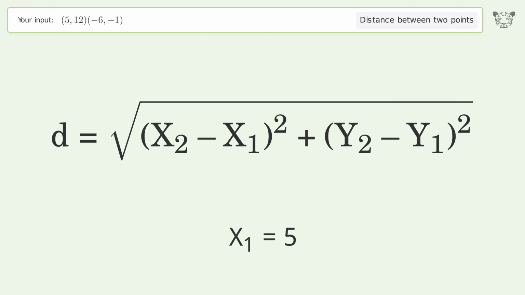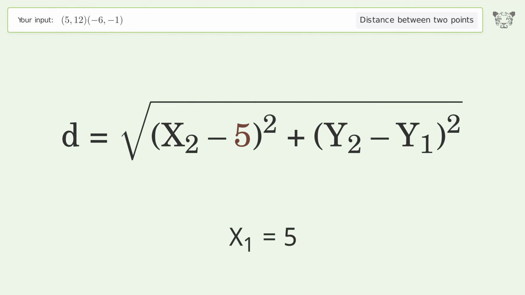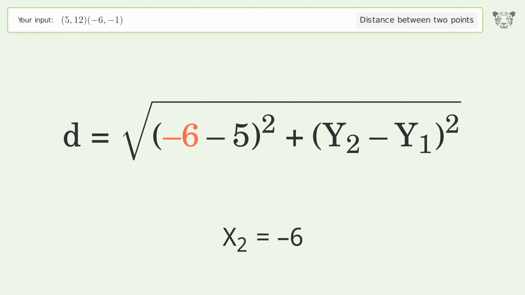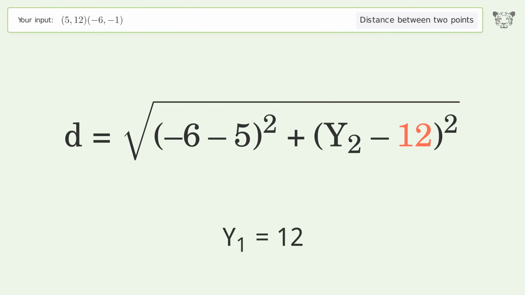x1 equals 5. x2 equals -6. y1 equals 12. y2 equals -1.